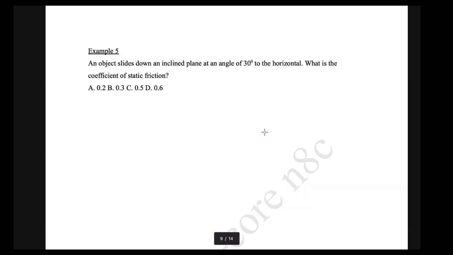Now this is another problem, and now we have come to the problem of inclined plane. We are being told that an object slides down an inclined plane at an angle of 30 degrees. So we have a surface which is inclined at an angle of 30 degrees to the horizontal. What is the coefficient of static friction?